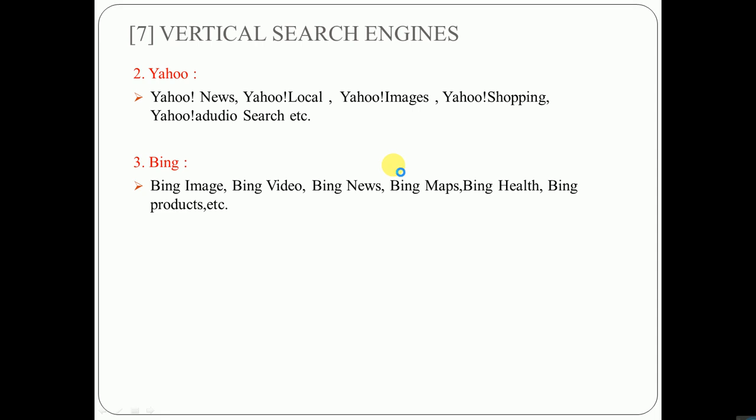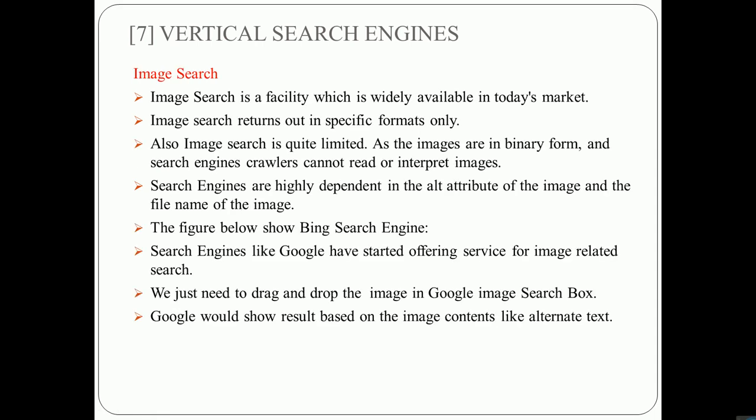So now we will see one by one what is called image search, video search, news search, local search, blog search, book search, shopping search, and universal or blended search. So first we see the image search.